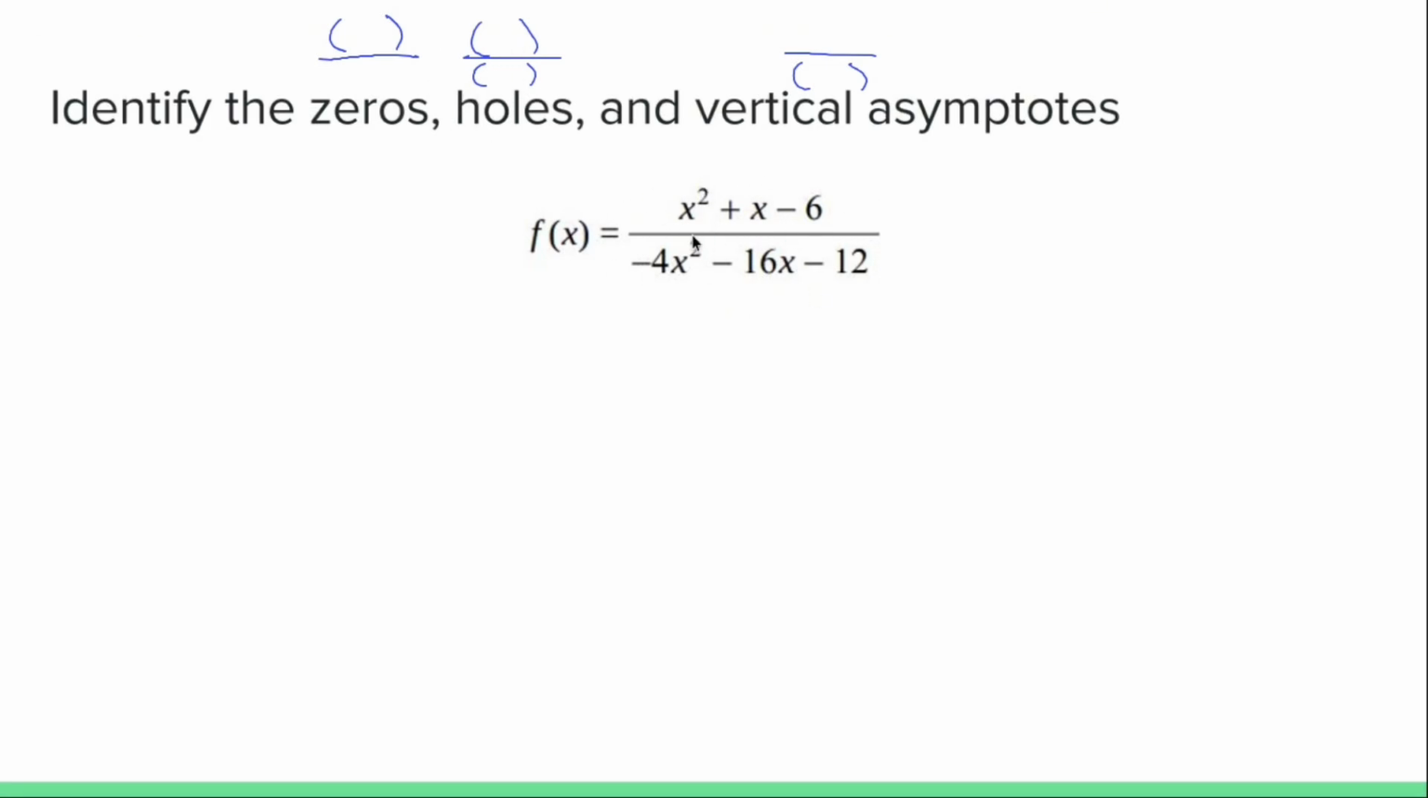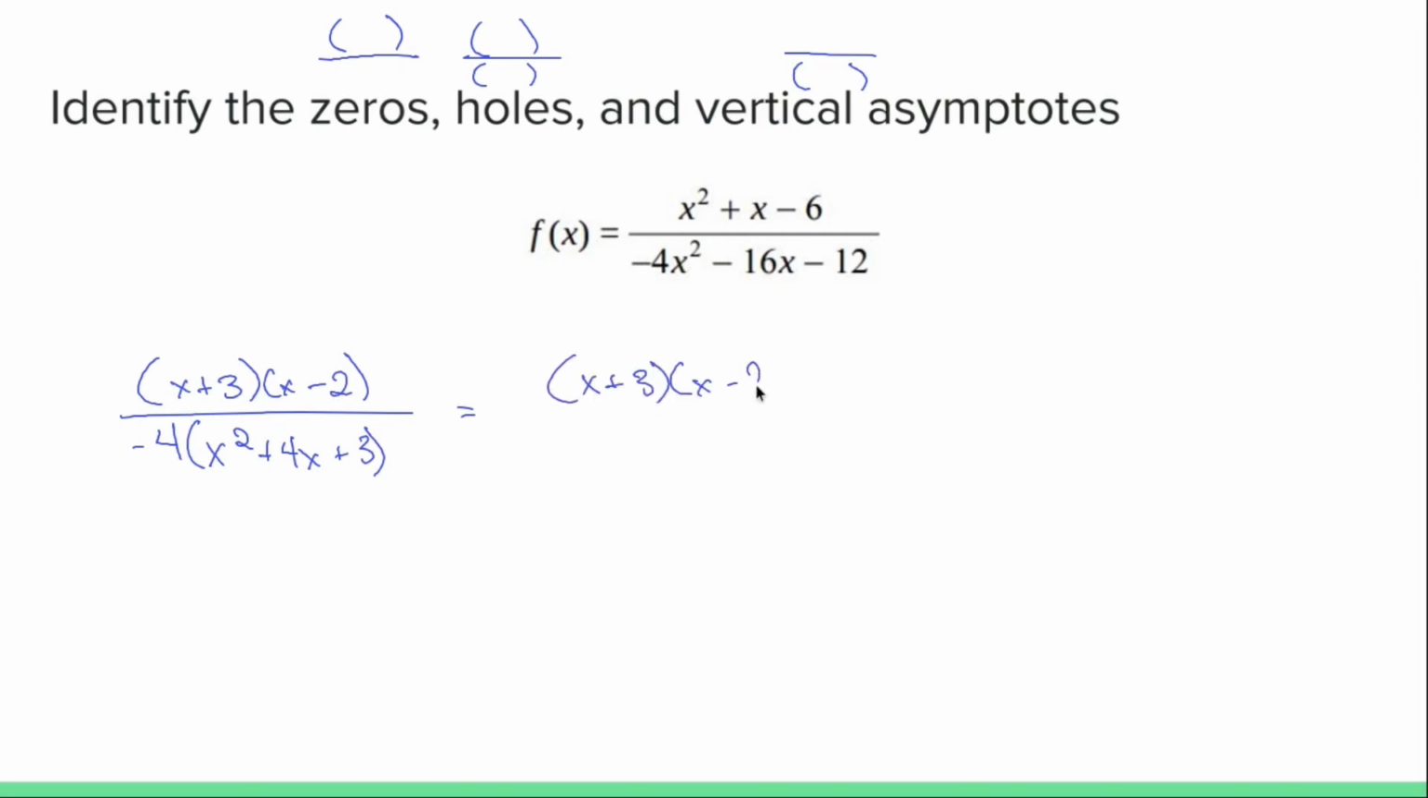So I need to factor this out and see what I have to work with here. Factoring the top is going to be two numbers that add up to 1 and multiply out to negative 6: x plus 3 and x minus 2. What I can do in the denominator is pull out a negative 4, so let's factor out a negative 4. That leaves me with x squared plus 4x plus 3. Now I can keep factoring in the denominator. That negative 4 doesn't matter. Two numbers that add up to 4 and also multiply out to 3 are going to be x plus 3 and x plus 1.